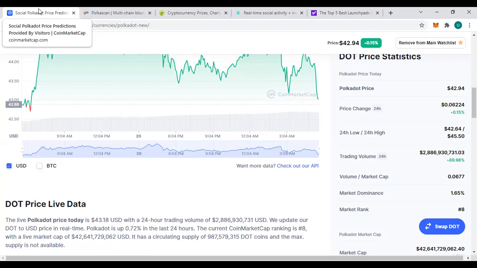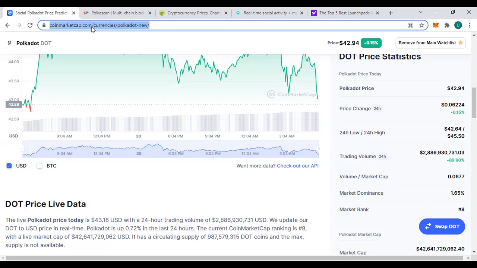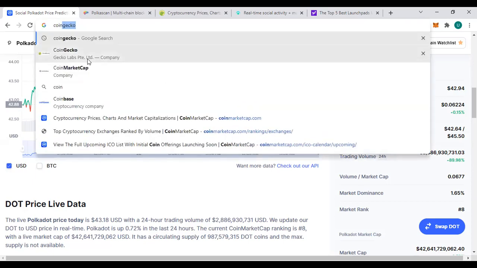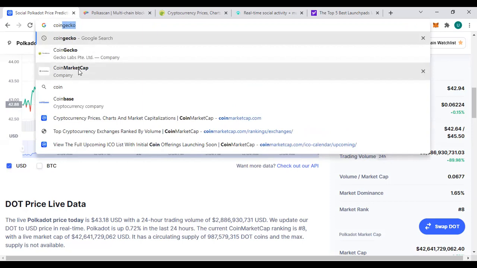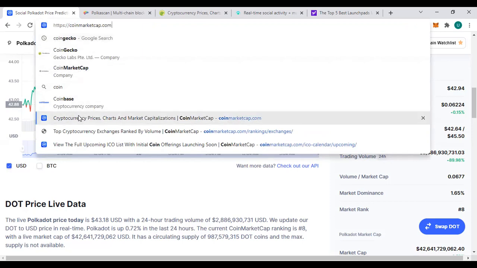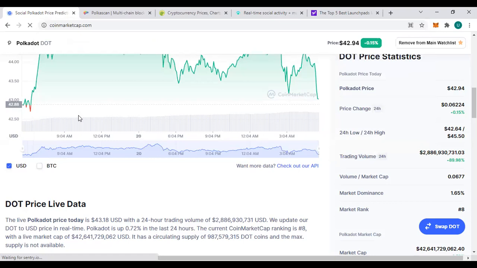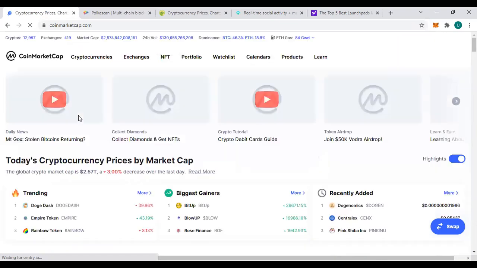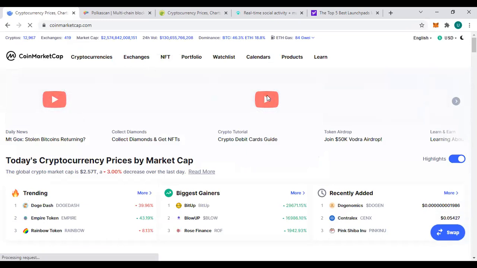If you want to get it, you can just go to the browser and type in CoinMarketCap. I have it here, but let me just search it again, CoinMarketCap. I'm going to click CoinMarketCap here. It's going to load. So this is the platform. This is how it looks.